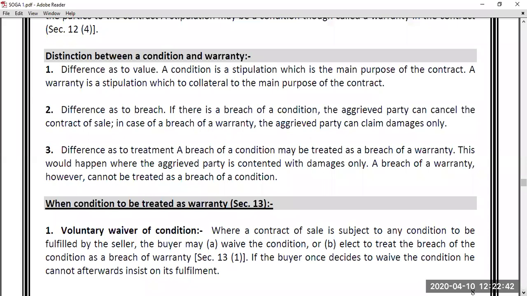Sometimes the buyer may voluntarily waive the breach of condition and consider it a breach of warranty, because he has a relationship with the seller, so even if the seller committed a breach of condition, the buyer is ready to go ahead with the contract. The buyer accepts the goods sent by the seller even if the goods are not as per the description originally given and there is a breach of condition, but at the same time the buyer is willing to claim damages. So here the buyer is voluntarily waiving the breach of condition and treating it as a breach of warranty.